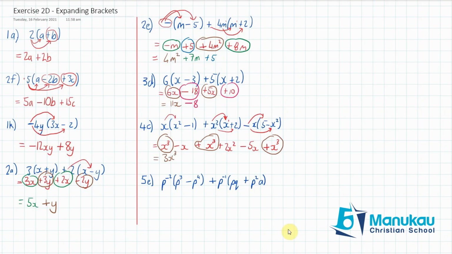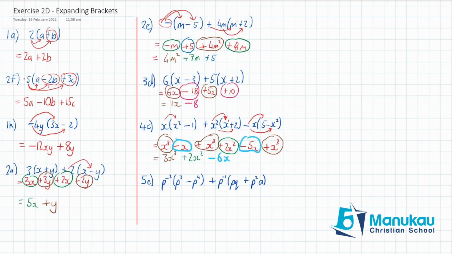Now we look for our squareds. There's just one of those, so that's just going to go down to our next line like that. And then the next thing we're going to deal with is our x terms. So we've got one here, and we got one here. A minus 1 and minus 5, so that's minus 6x. And that's that one done.